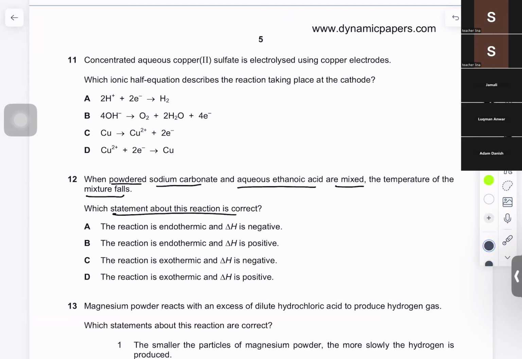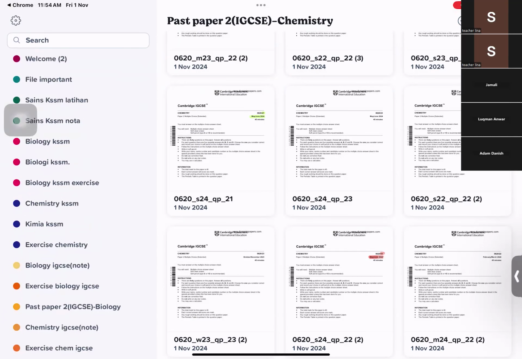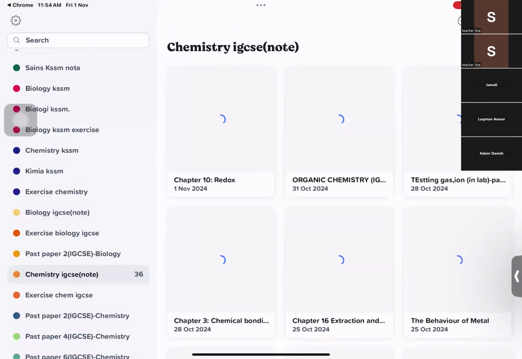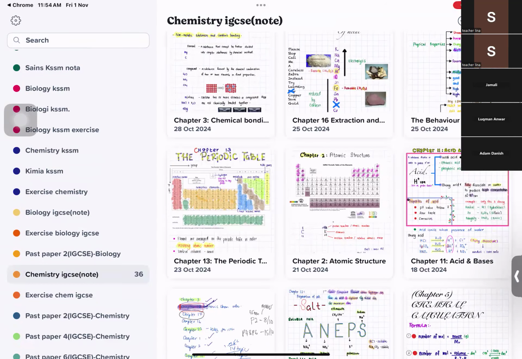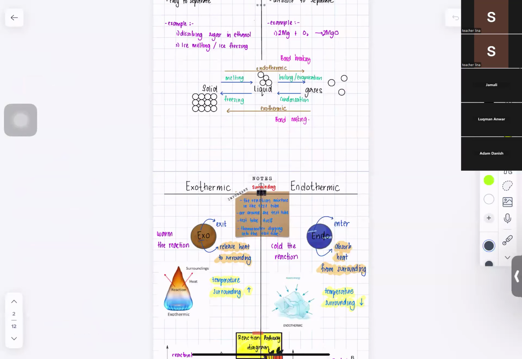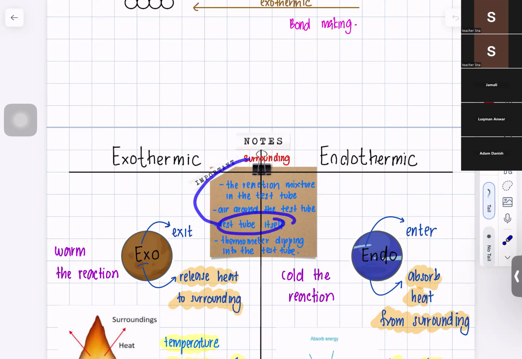Oh, the teacher knows. You must think the mixture is the temperature of the substance, right? But the temperature of the mixture actually involves the surroundings. Wait, let the teacher show you first. Where is this, chemical energetics. Wait, the teacher will show you where the notes are. Okay, it doesn't matter whether they ask you about the mixture or anything, all of that involves the surroundings. So the reaction mixture in the test tube involves the surroundings. The air around the test tube involves the surroundings. The test tube itself is also surroundings. The thermometer dipping in the test tube is also surroundings. Is it clear?